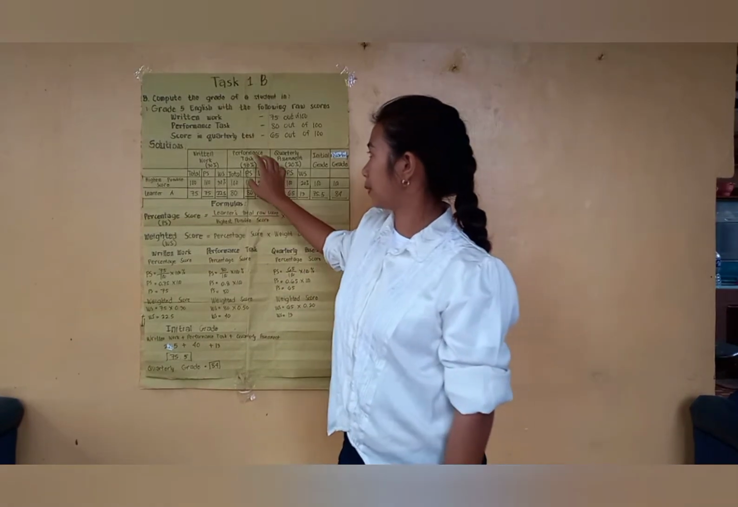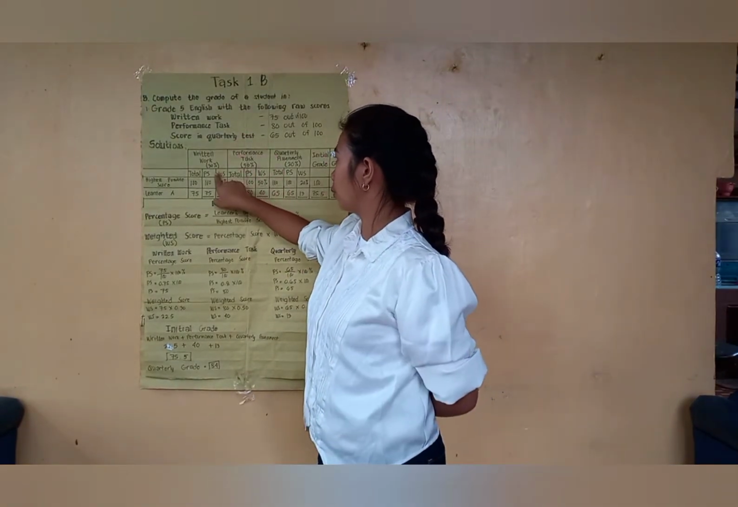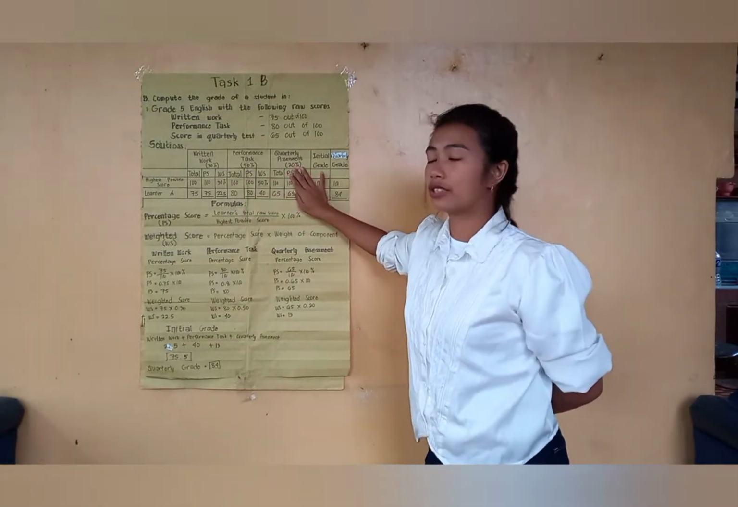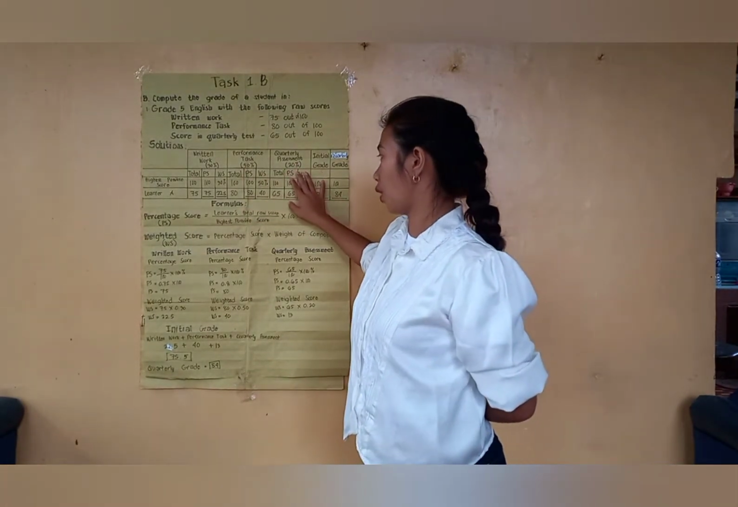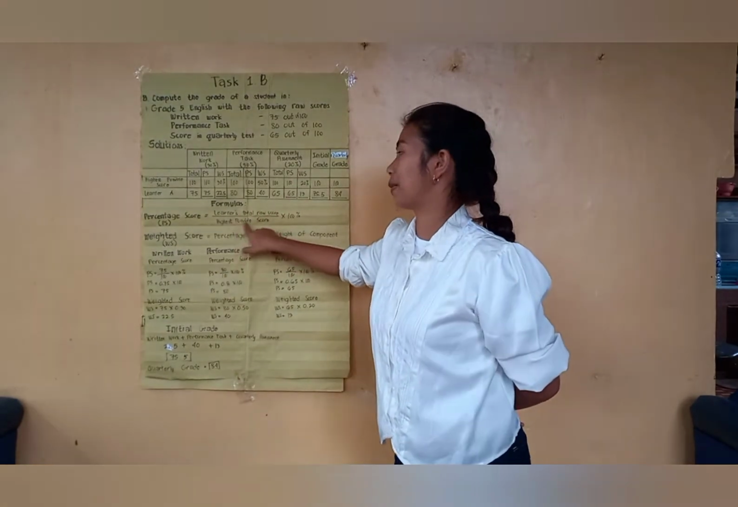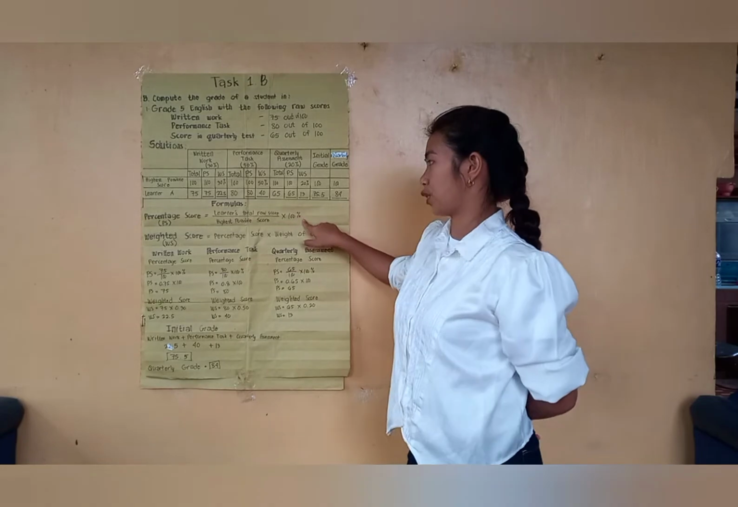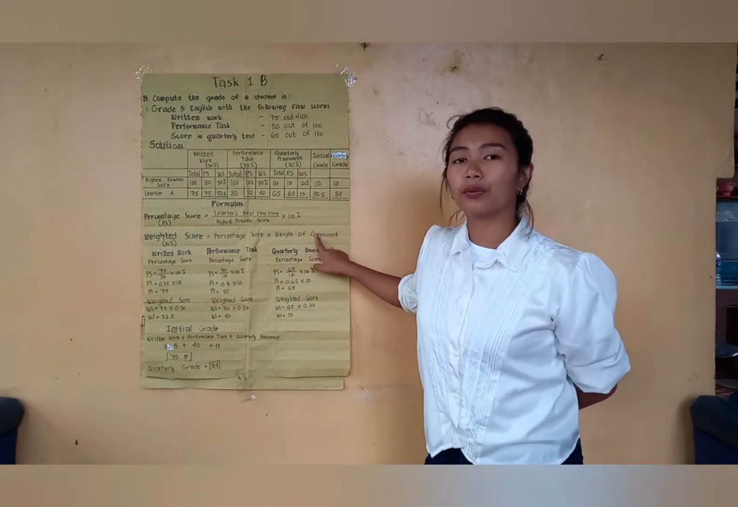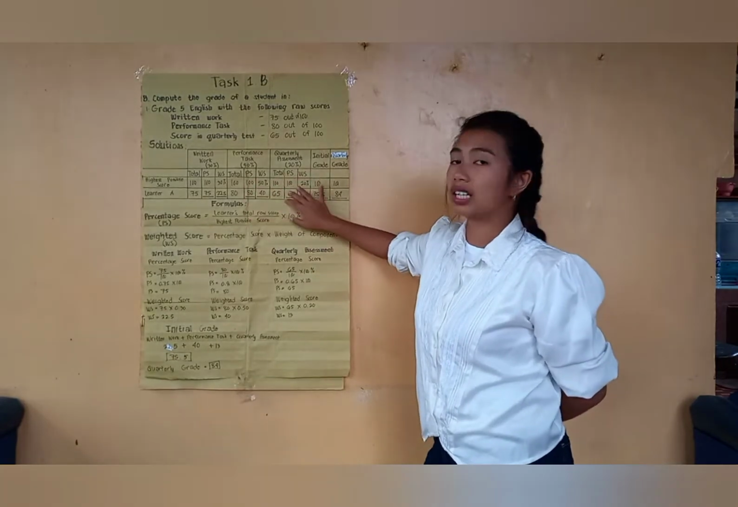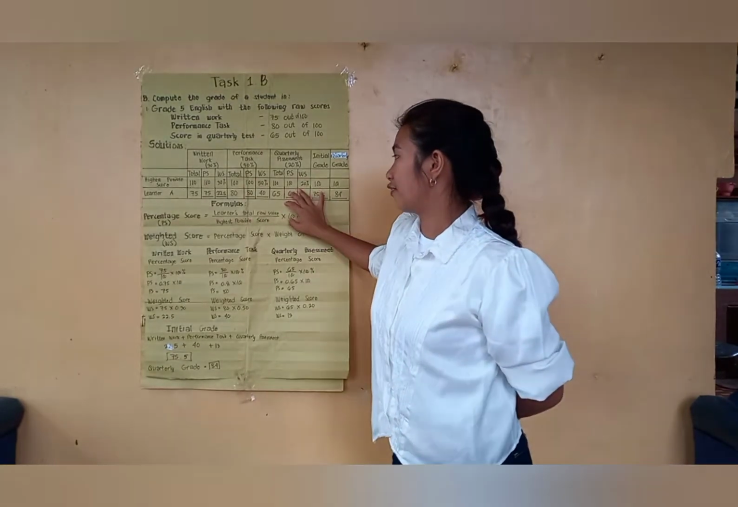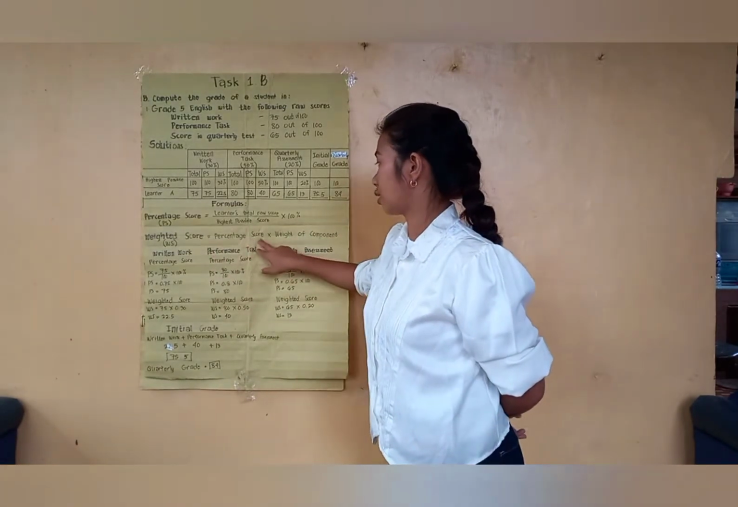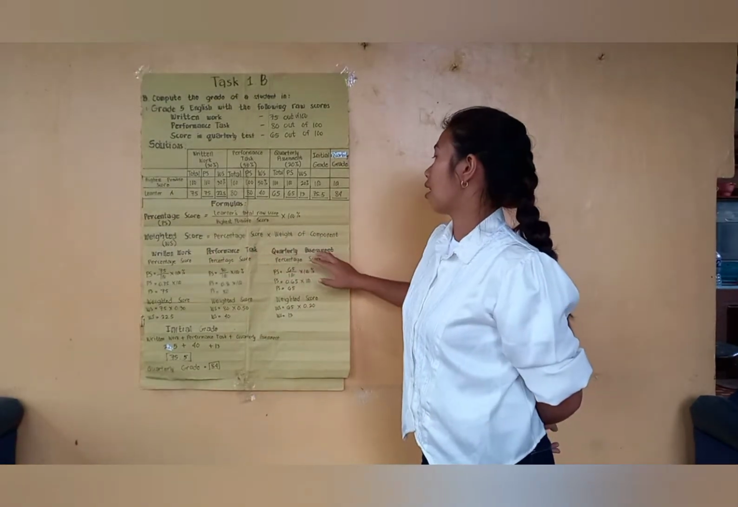To find the percentage score of written work, performance task, and quarterly assessment, we use the formula of percentage score: the learner's total raw score divided by highest possible score times 100%. And to find the weighted score of written work, performance task, and quarterly assessment, we use the formula of weighted score equals percentage score times weight of component.